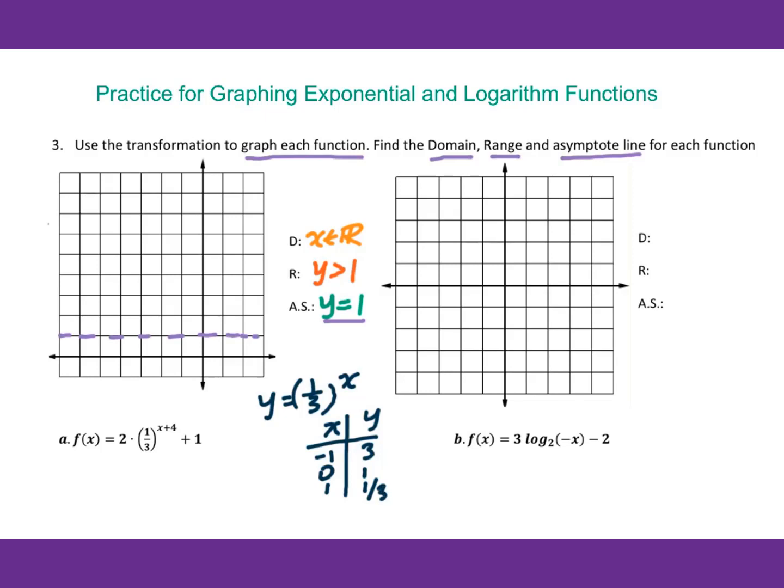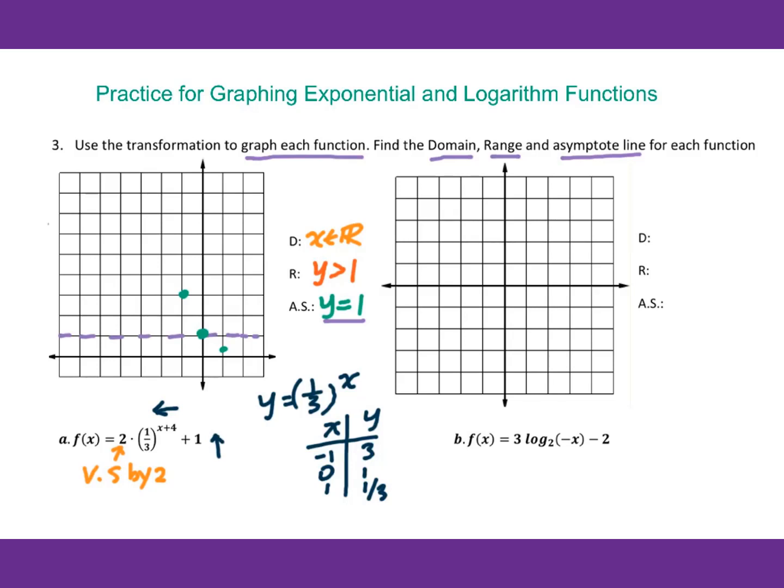I will plot these 3 points. Negative 1, 3 is here. 0, 1 is here. Then 1 over 3, let's go here. That's your parent function. For this parent function, you have to do transformation. For this 2, you will see vertically stretched by a factor of 2. Then move to the left 4 and go up 1.